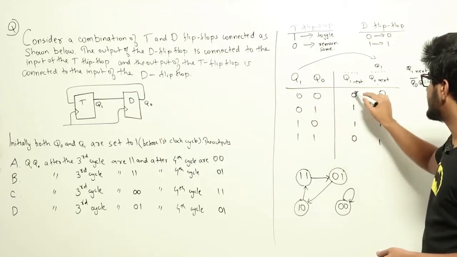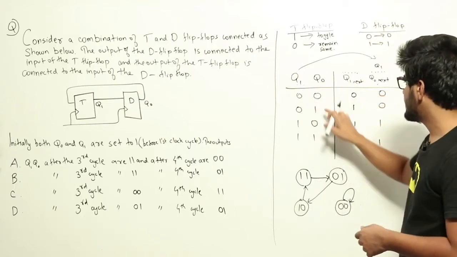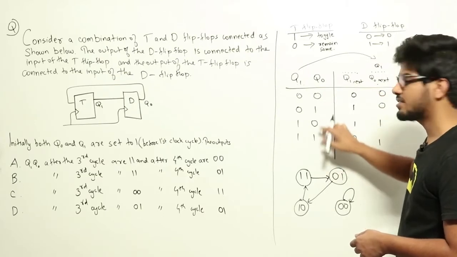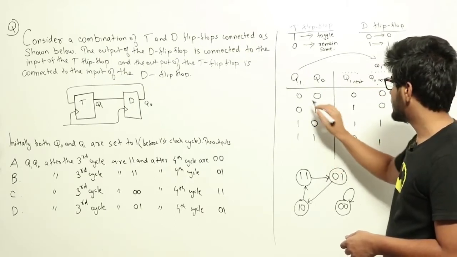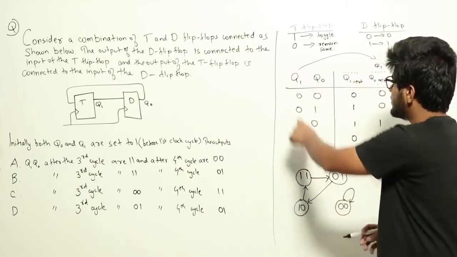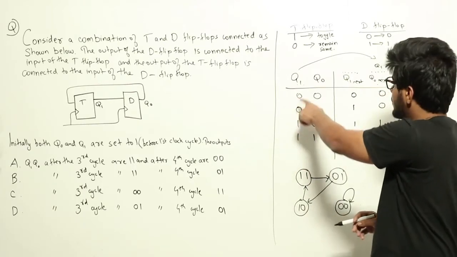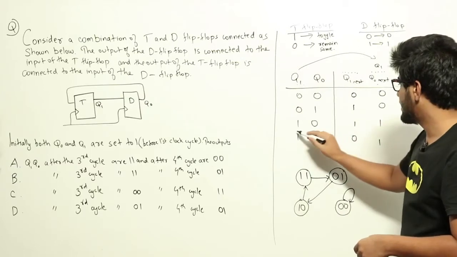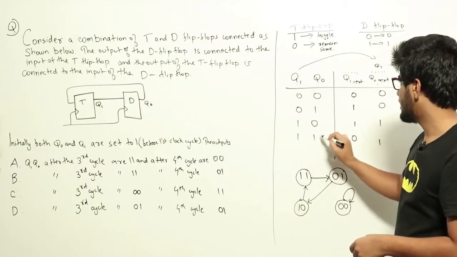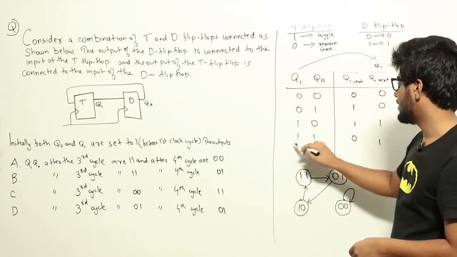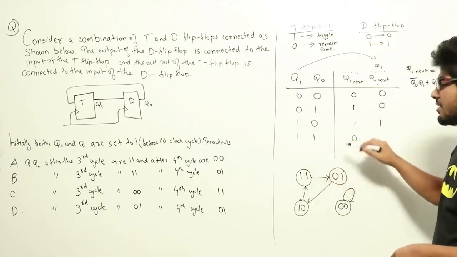This I can write straight here, 0 and 1. And in these two cases, Q0 is 1, meaning we need to perform a toggle operation on whatever is in Q1. So here it is 1. Now we will toggle this, meaning Q1 next will become 1. Similarly here, Q1 is 1 and Q0 is the input, that is 1. So we'll toggle this, meaning this will become 0.